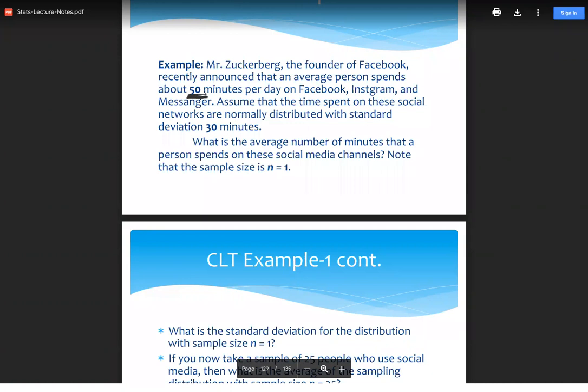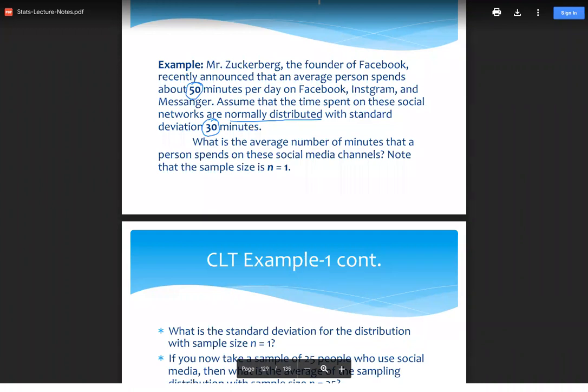Okay, so now he claimed that on the average, a person spends about 50 minutes per day on social media. And the standard deviation is 30 minutes. And also, we are assuming that the time spent on social media is normally distributed, meaning it is bell-shaped. So the original population is bell-shaped. So let's go ahead and do this problem.